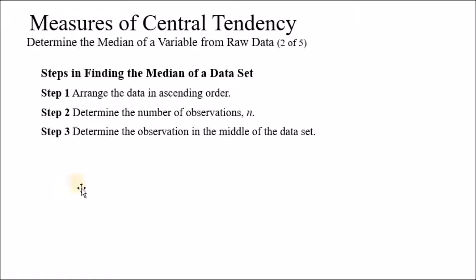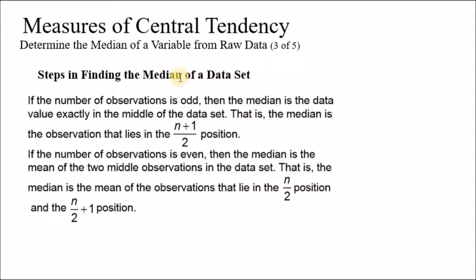The first step, we arrange the data in an ascending order. Next, we're going to determine the number of observations, n, and then lastly, we're going to determine the observations in the middle in our data set. If the number of observations is odd, then the median is the data value exactly in the middle of our data set. That is, the median is the observation that lies in the (n plus 1) over 2 position.